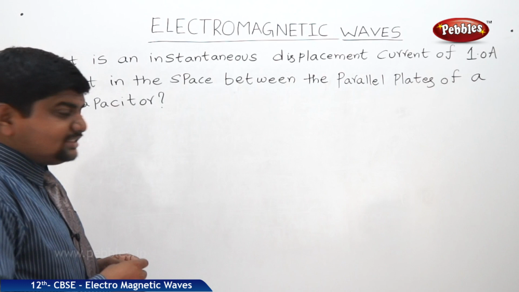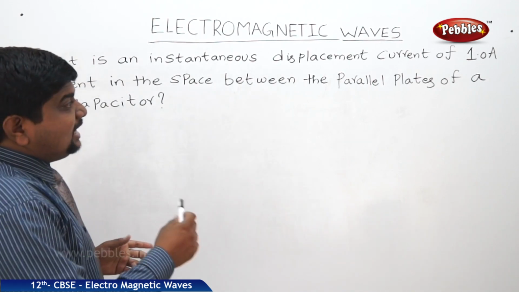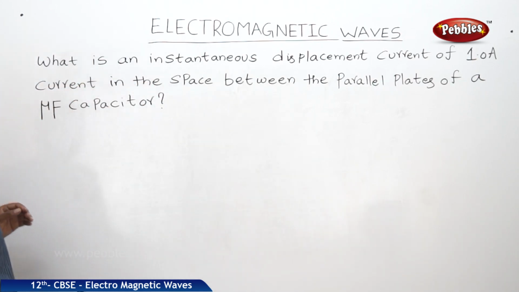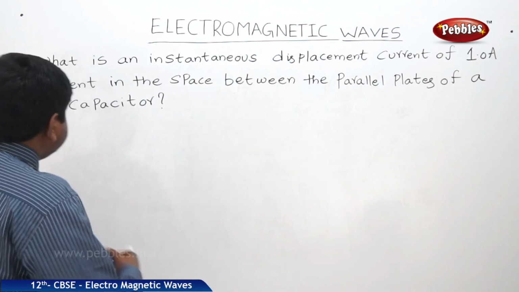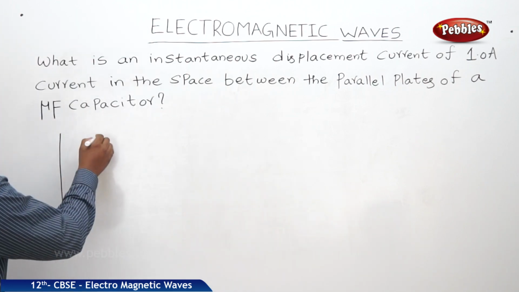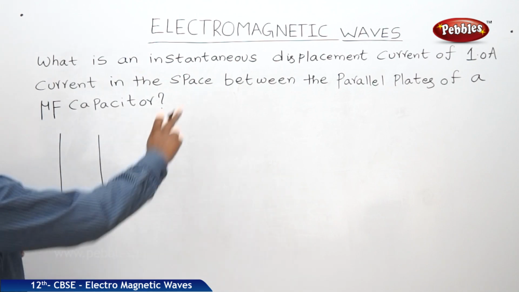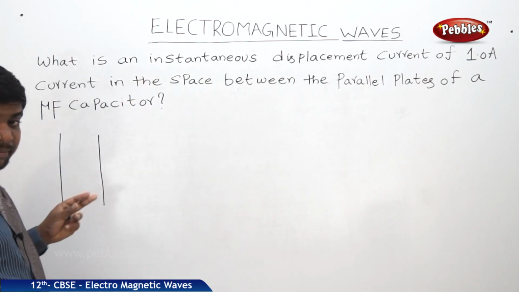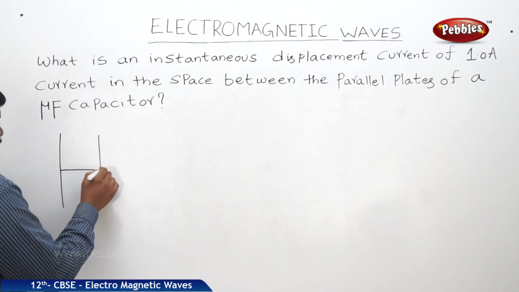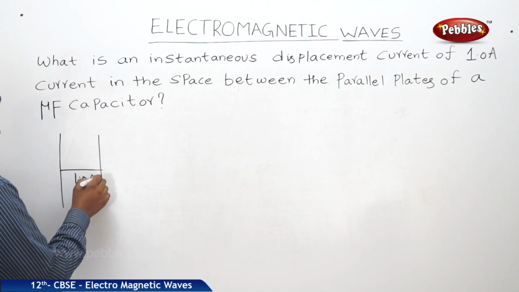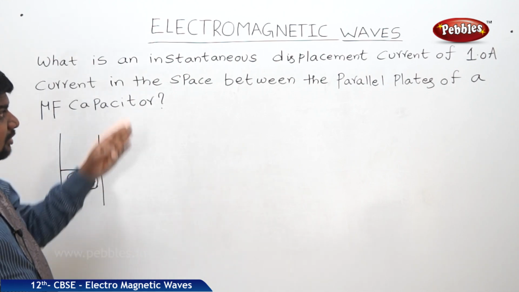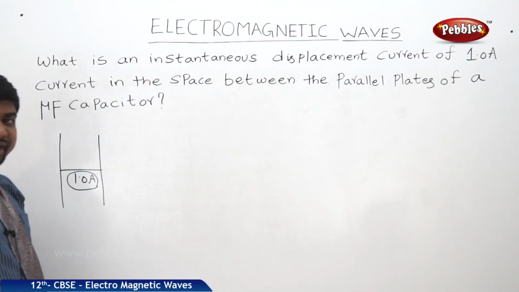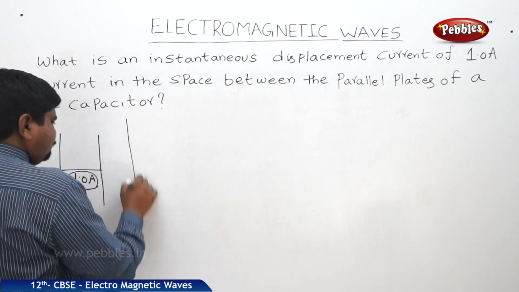The problem statement is like this. What is the instantaneous displacement current of 1 ampere current in the space between the parallel plates of a microfarad capacitor? That means there is a capacitor which contains parallel plates. We should find the displacement current for 1 ampere current in the space between the parallel plates of the capacitor. In this space the current is 1 ampere. This is a conduction current. And what will be the displacement current for this rate? Its capacitance is 1 microfarad.